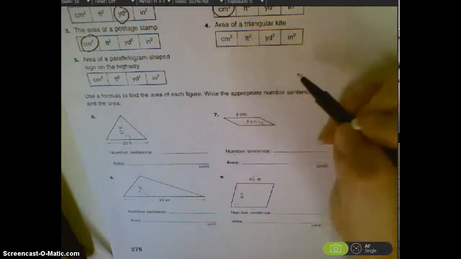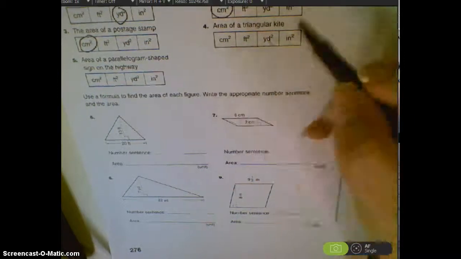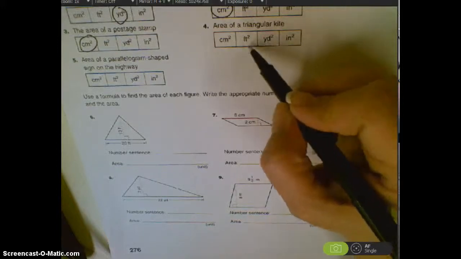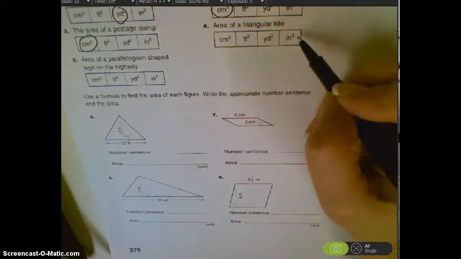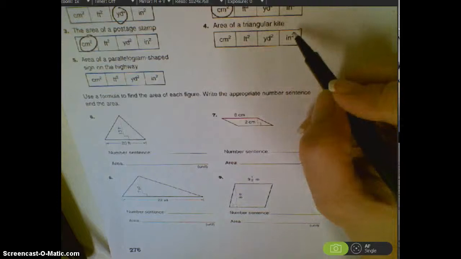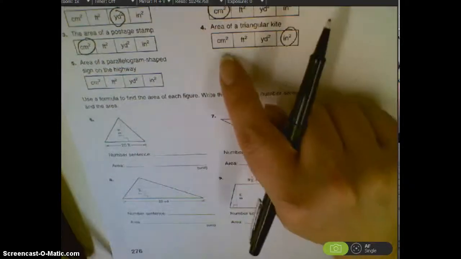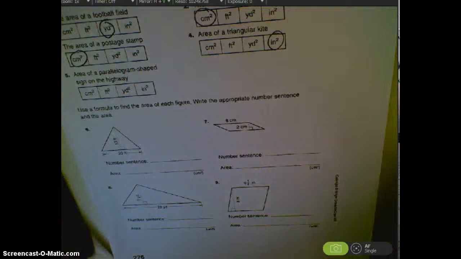Boy, I don't know which measurement to go with. I would think it probably would be smaller than a yard. Feet, centimeters, inches, it depends on the size of your kite. Our book answer is going to say inches squared, but I think centimeters and feet would also work for that one because it really depends on the size that you're going to use for your kite.